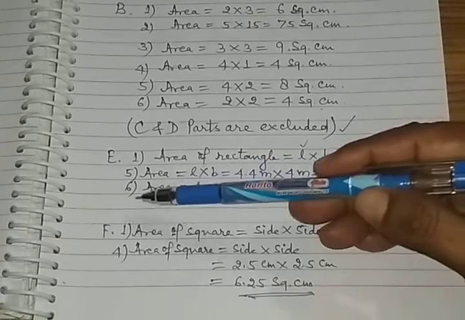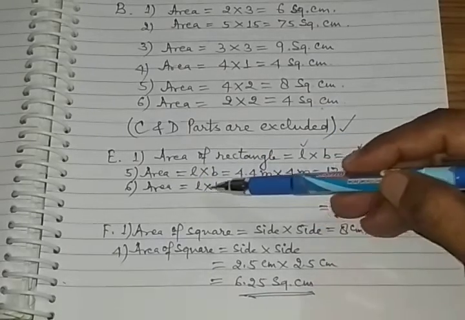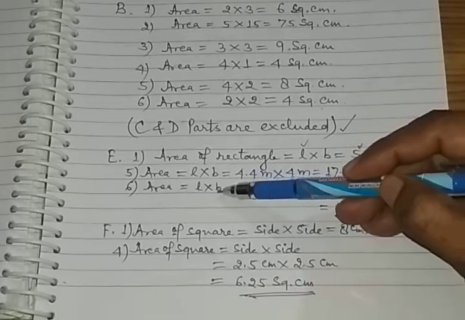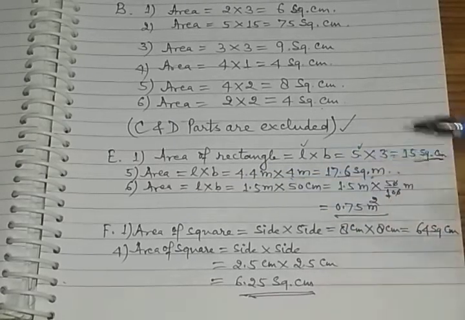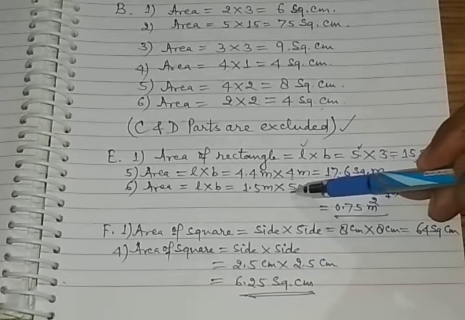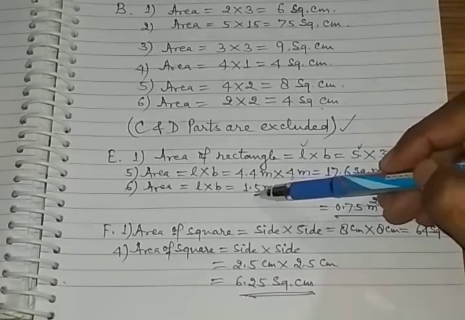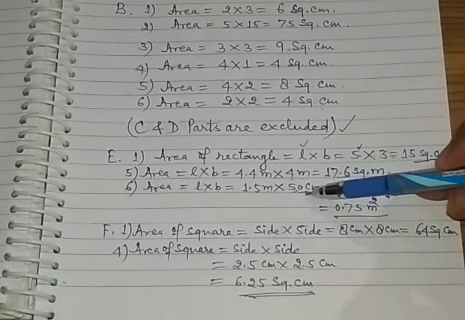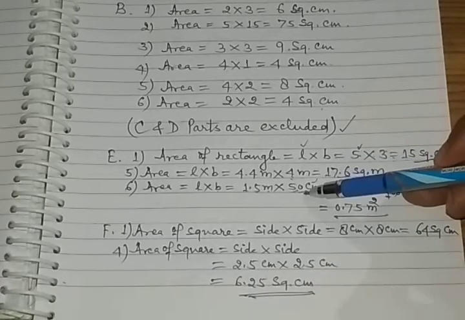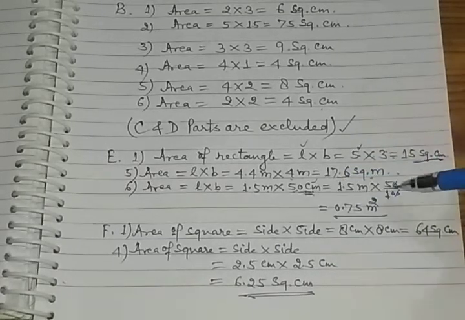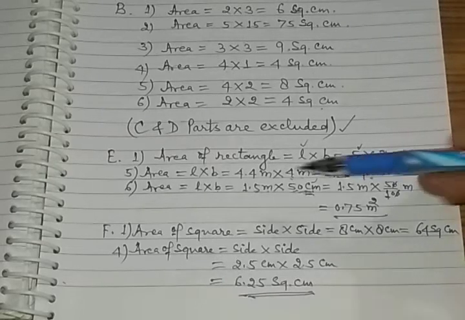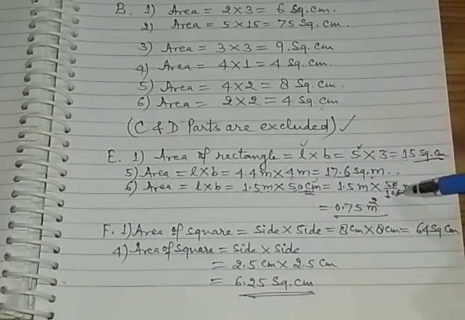Sixth part, in the same way, area is equal to length into breadth. Length is given 1.5 meter and breadth is 50 centimeter. So change this 50 centimeter into meter. 50 centimeter means 50 upon 100 meter. So 1.5 meter into 50 upon 100 meter, it will become 0.5. 1.5 into 0.5, that is 0.75 square meter.